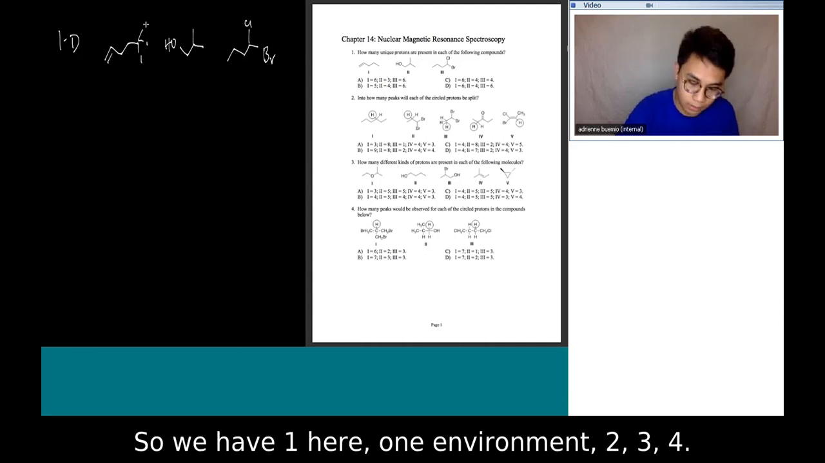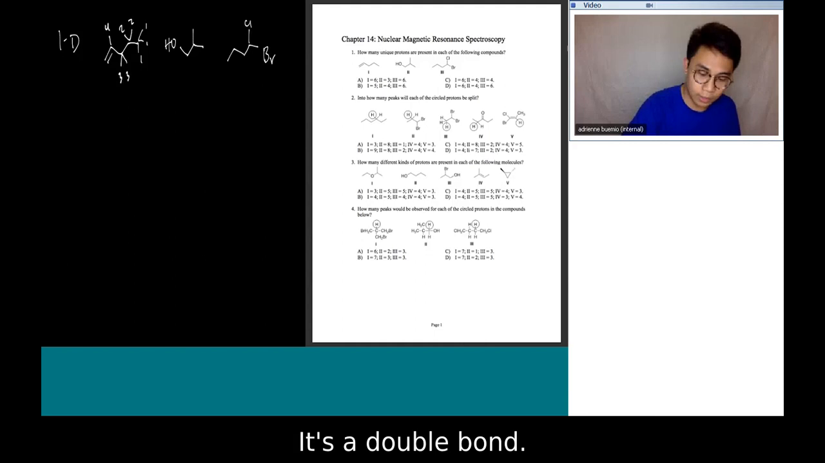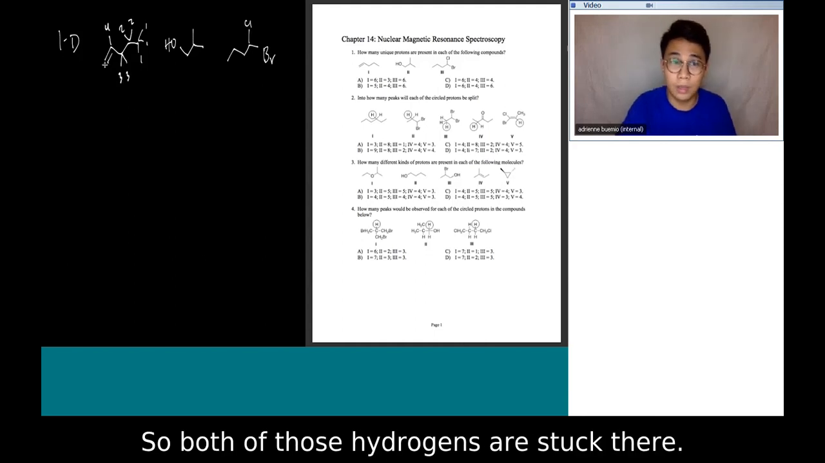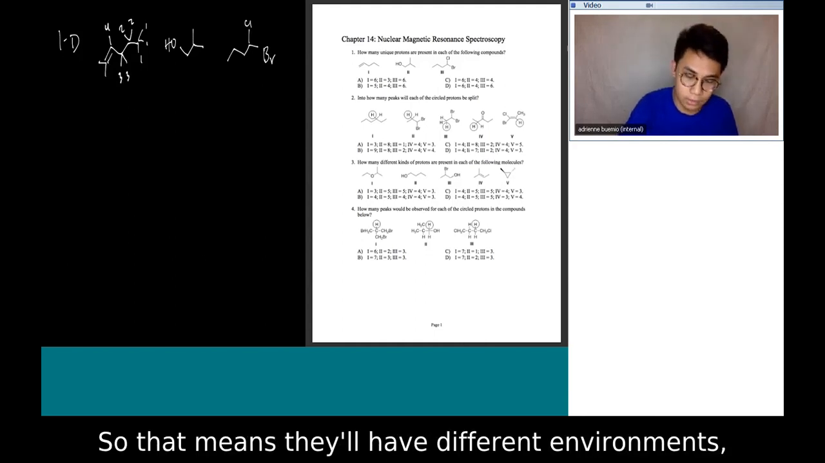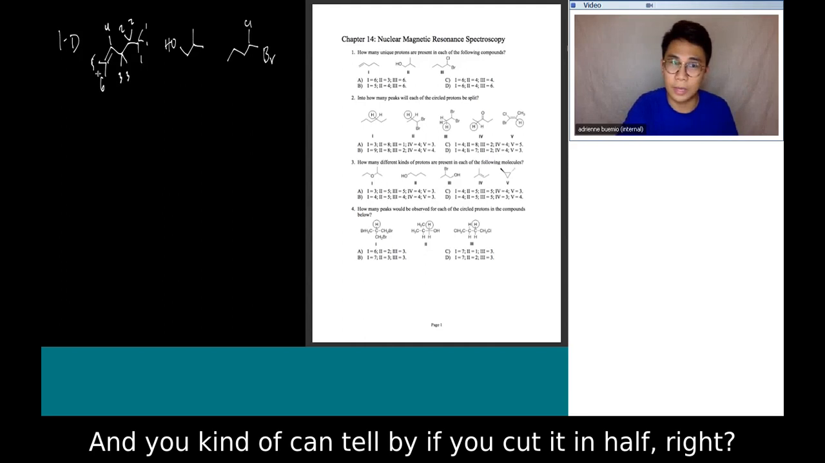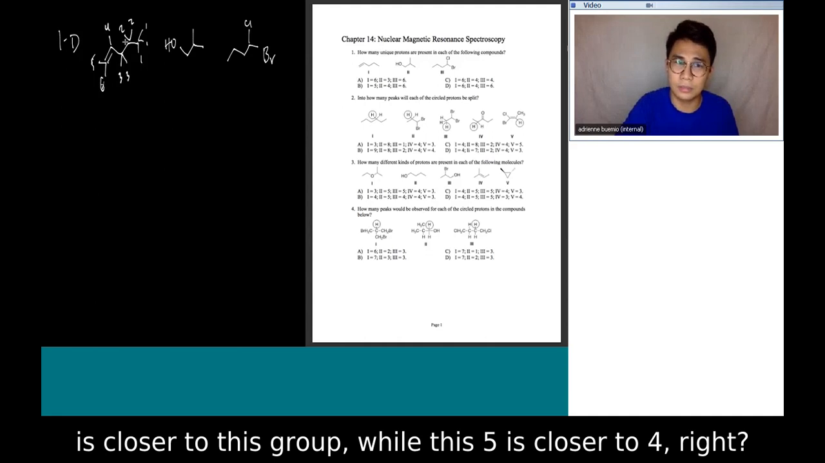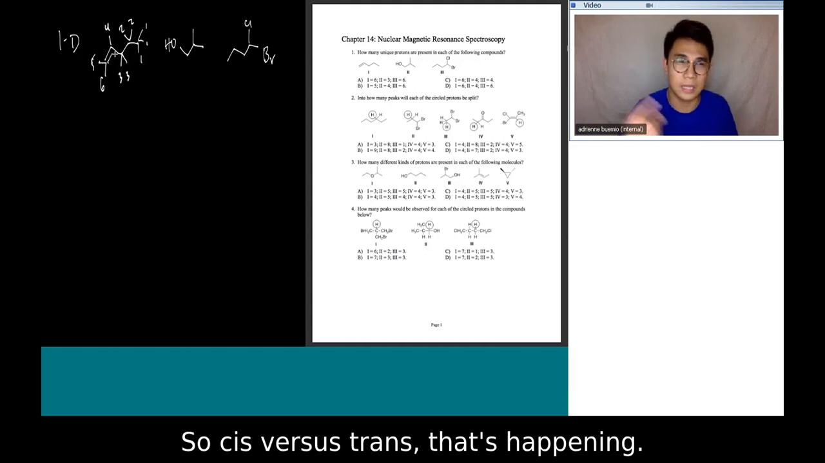So we have one here, one environment, two, three, four, and this is the fun part, right? It's a double bond. Double bonds don't spin, so both those hydrogens are stuck there. That means they'll have different environments as well, 5 and 6. And you can tell by cutting it in half: this hydrogen is closer to this group, while this 5 is closer to 4, right? So cis versus trans, that type of thing.